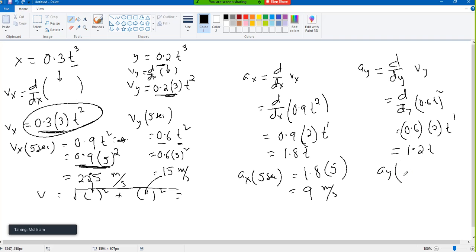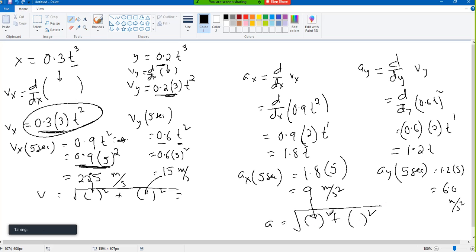Okay, so what is Ay? Ay after 5 seconds is 1.2 times 5, that means 6. Oh, so meter per second squared. It's not meter per second, it's meter per second squared. What is your combined a? So insert it here, insert it here. Whatever you will get, that is the answer in meter per second squared.